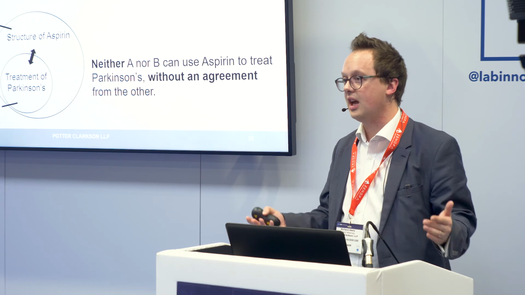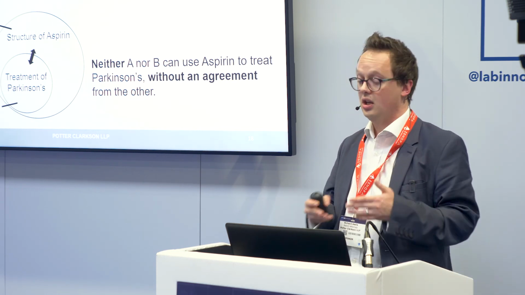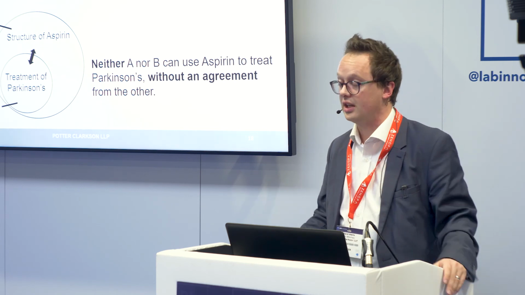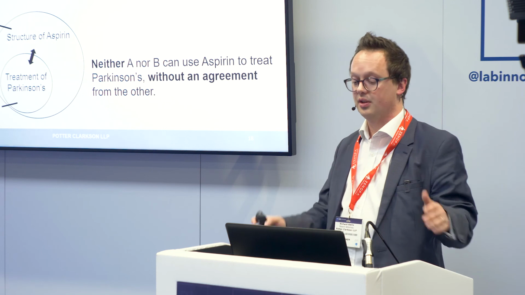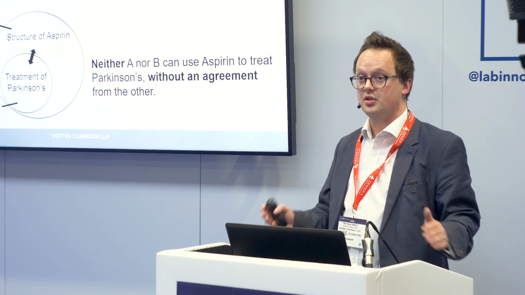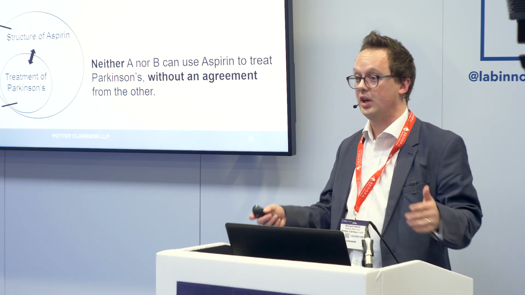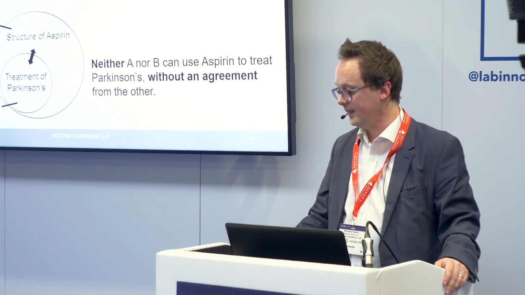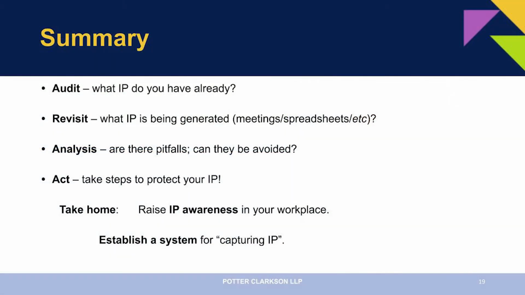So this is an example. Even though both companies have a patent, they'll need some sort of agreement in order to proceed to, say, treat a patient with Parkinson's with aspirin without infringing each other's patent. And this is a situation where licensing, so lending each other your patent rights, can help to try and avoid issues down the line.